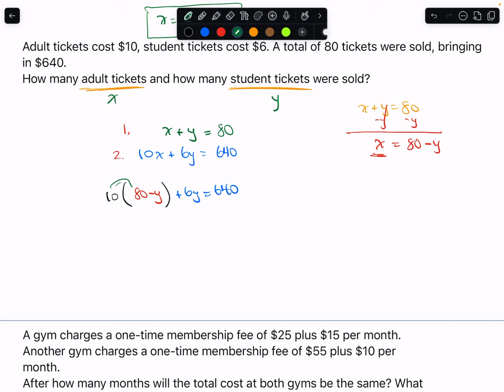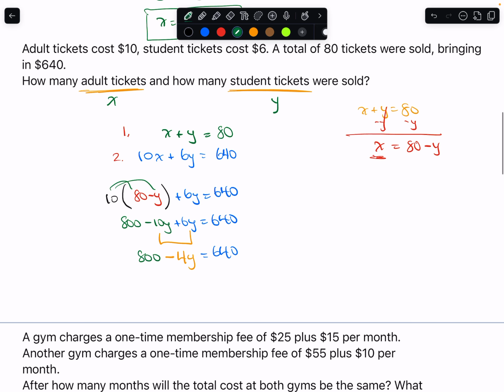Now we can do our distributive property, which is 800 minus 10y plus 6y equals 640. Keep our like terms. Like terms are opposite. Negative 4y, and make this equal to 640. Another set of like terms. The 800 we want to move. So we move the 800.